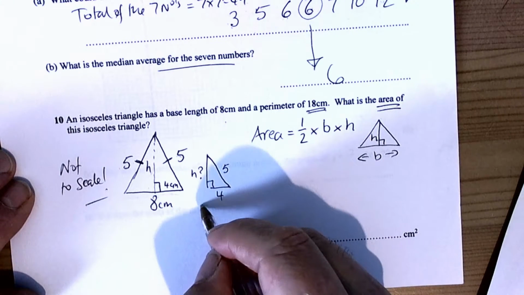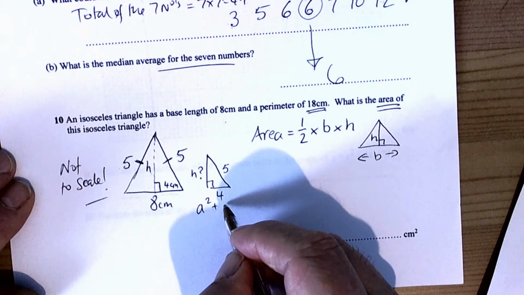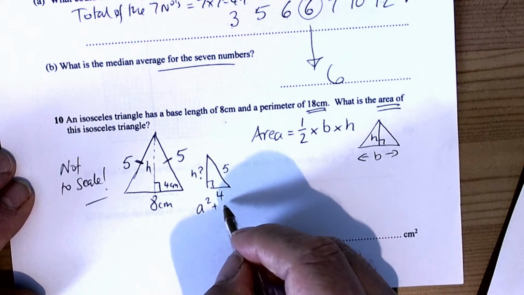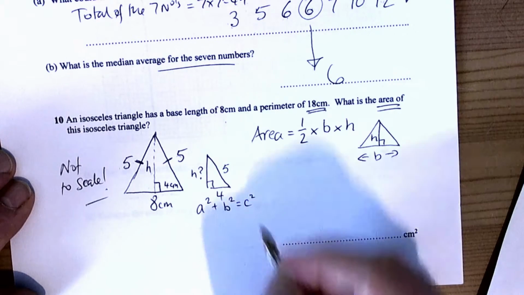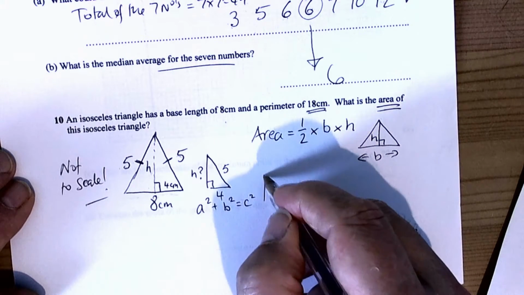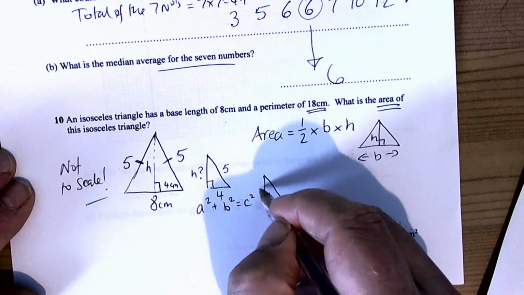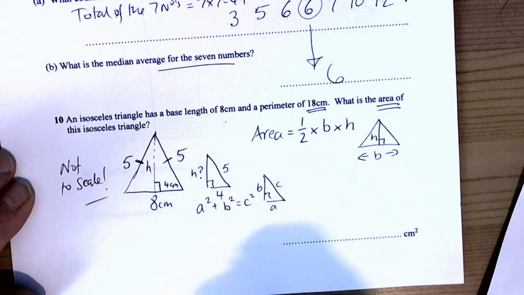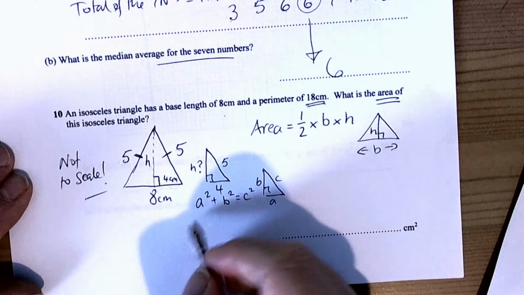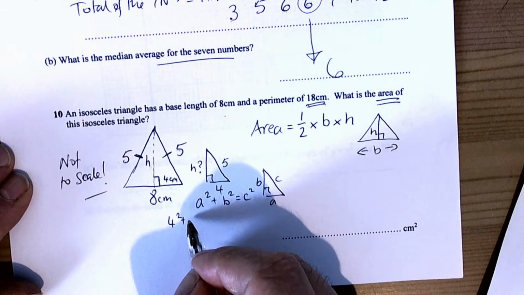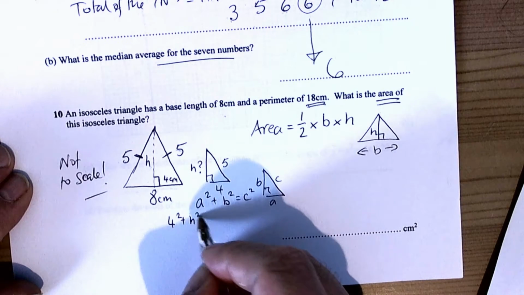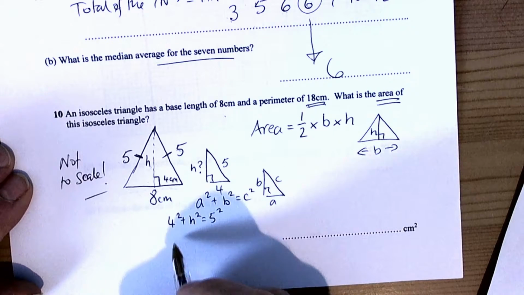H. And we need to remember that Pythagoras says take the lengths of the short sides, square them, add them together, and it equals the length of the long side squared. So we have to remember from our standard triangle for Pythagoras that the 2 short sides are labelled A and B, and the long side is labelled C, the hypotenuse is C. So in this case then, we have 4 squared plus h squared equals 5 squared.